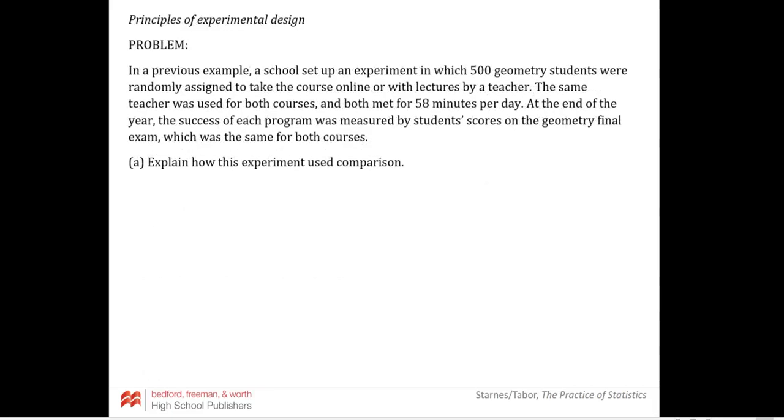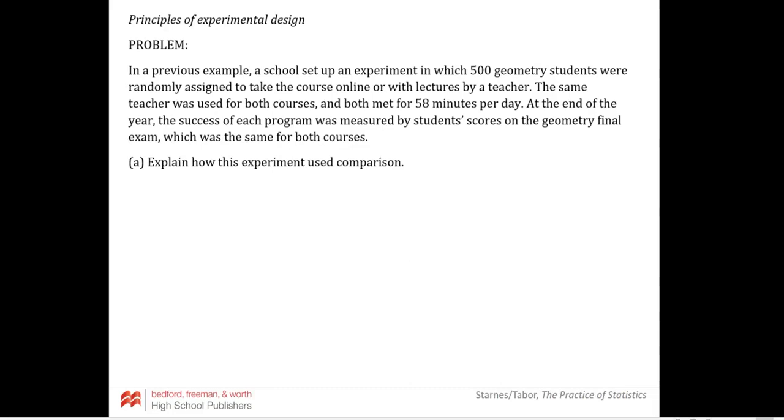So a school set up an experiment where 500 geometry kids were randomly assigned. 250 took the online course, and 250 were lectured by a teacher. Now they kept some things the same, right? They controlled for some things. The same teacher was used for both courses. They both met for 58 minutes per day. They both took the same final exam, right? At the end of the year, they were going to measure the students' progress by the scores on the final exam.